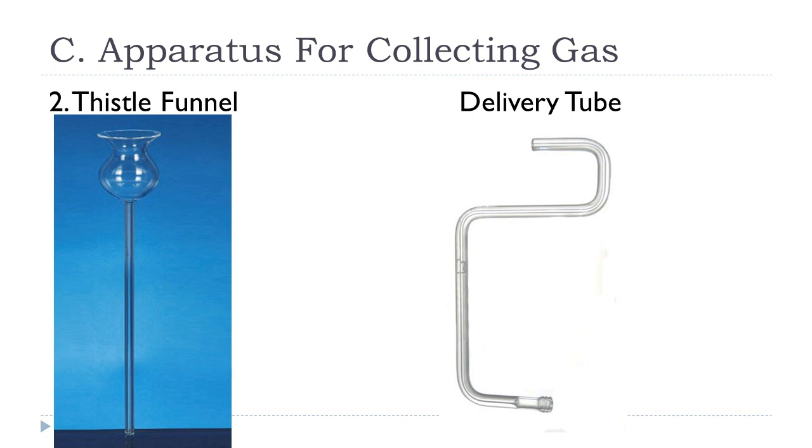And next apparatus, thistle funnel. It contains a long glass tube with a broad inlet at the top. Just see the distillation method picture. And what is the use of the thistle funnel? It allows the reactant to enter into the round bottom flask. And one more condition, the end of the thistle funnel should be dipped into the solution. Otherwise, the gases may escape out through the thistle funnel.